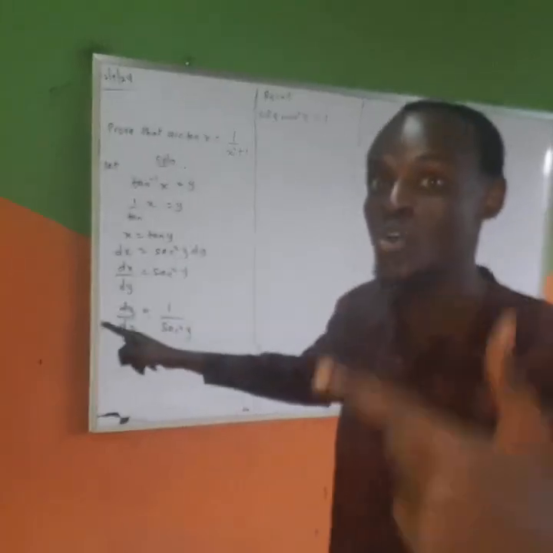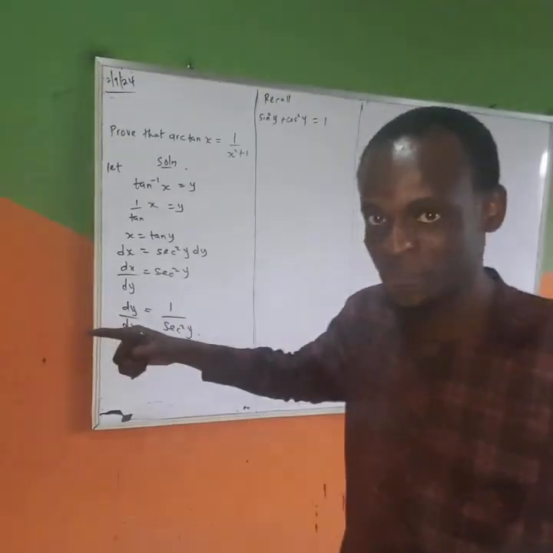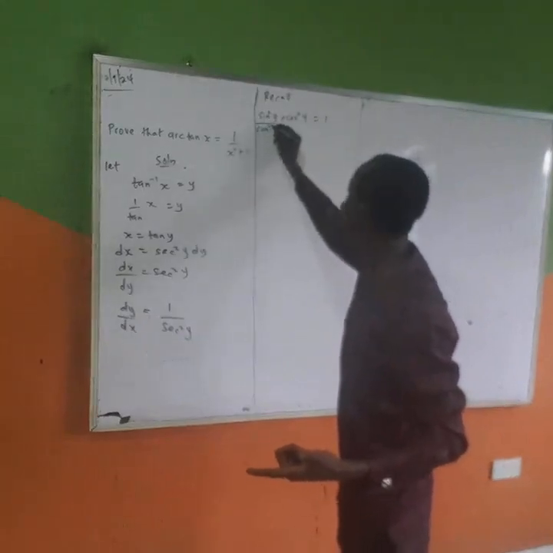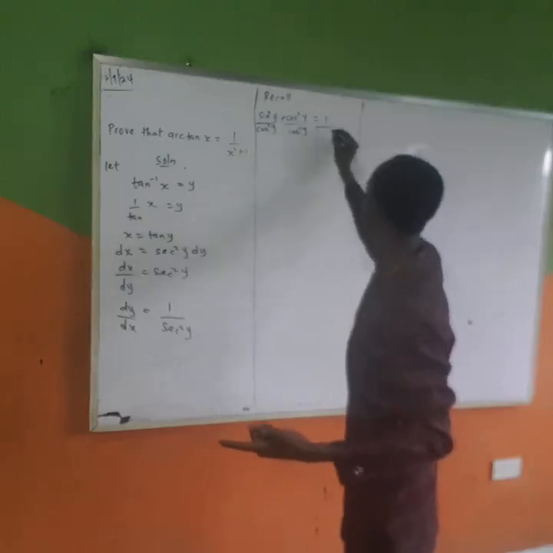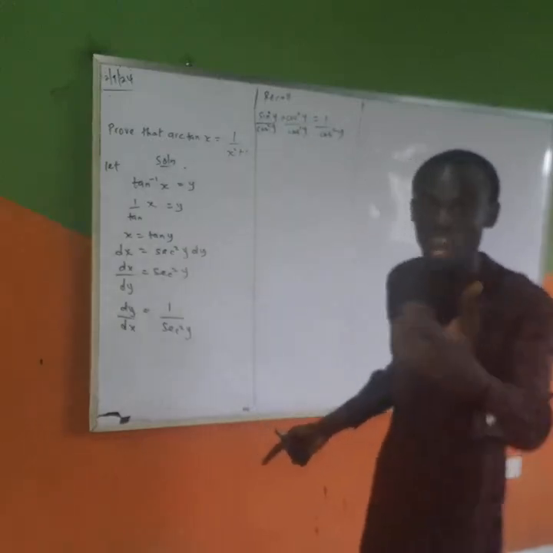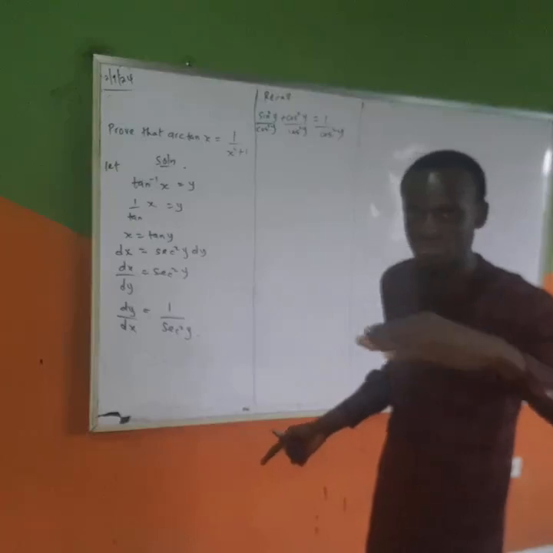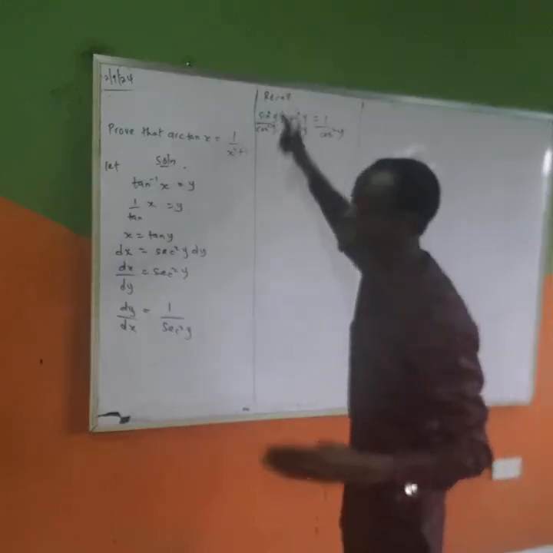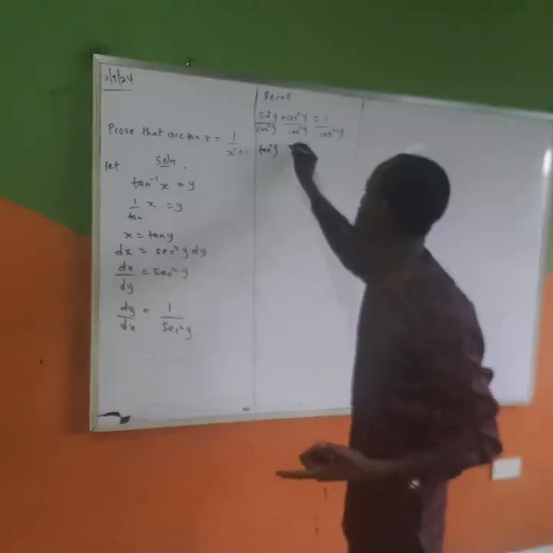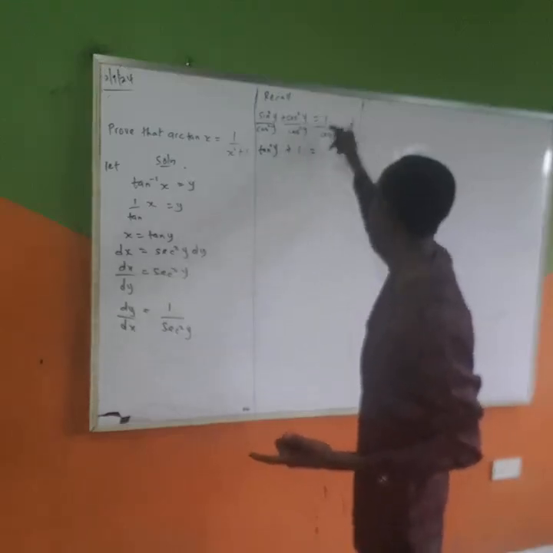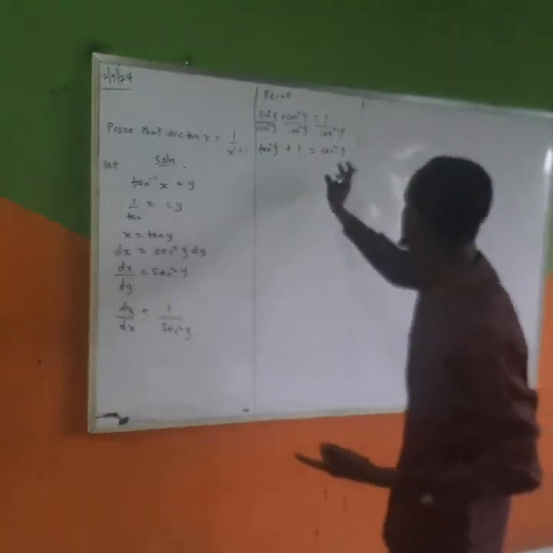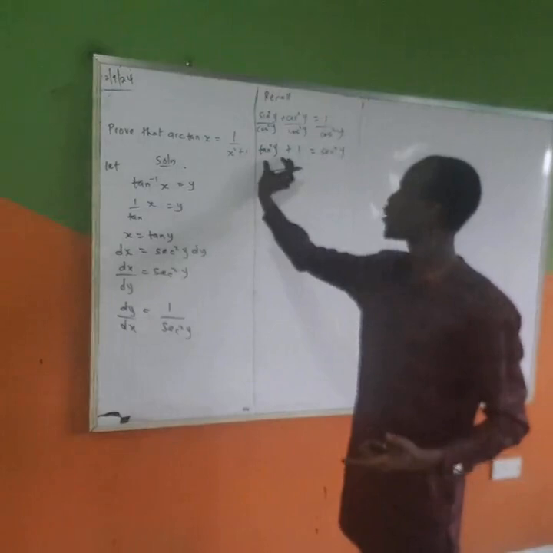So the reciprocal of cos, that is 1 over cos, is sec. So I will divide through by cos squared y. Sin y over cos y is tan y, a standard identity. Therefore, sin squared y over cos squared y becomes tan squared y, plus 1 equals sec squared y. So now sec squared y is equal to tan squared y plus 1.